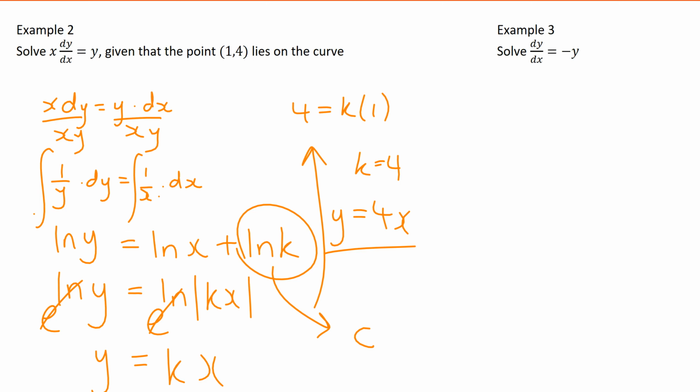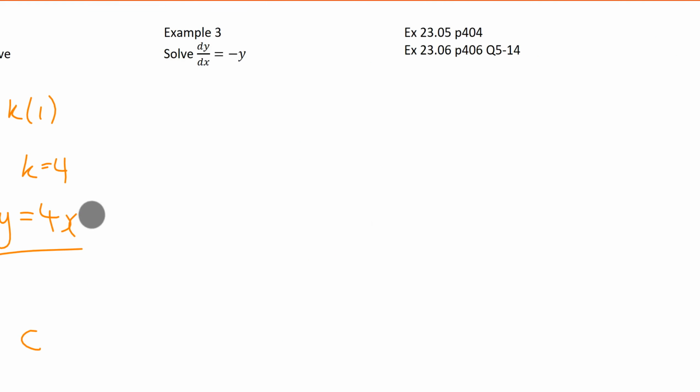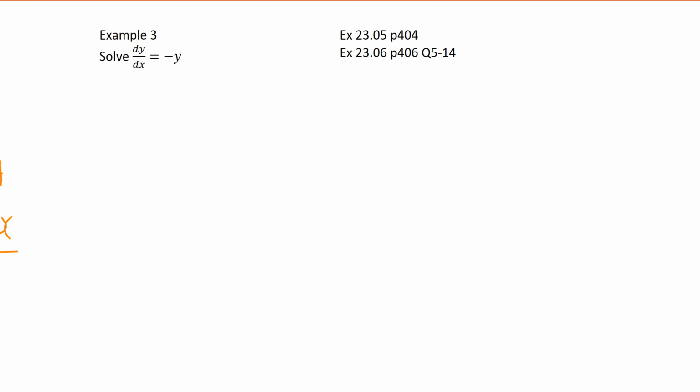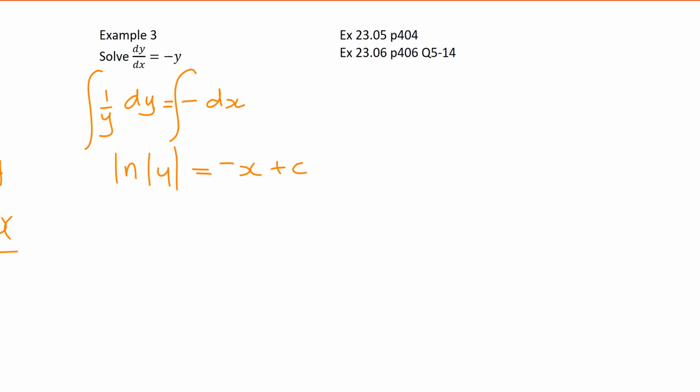Okay. The next one, over here. What are we going to do here? Same thing. So you're going to go 1 over y dy equals negative dx. Happy? So when I integrate that, and I integrate that, I get natural log y equals negative x plus c. Because it's negative 1 for a specific term. You understand why I get the negative there?